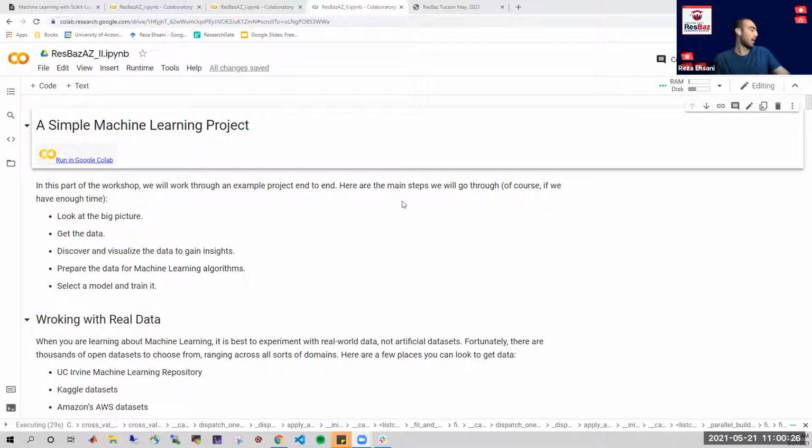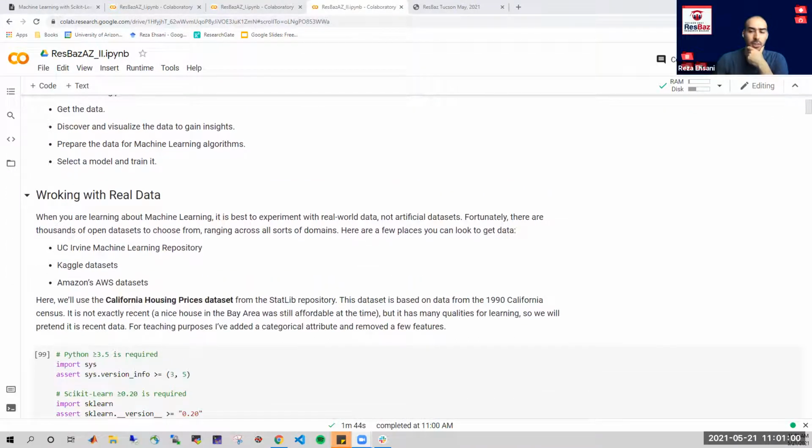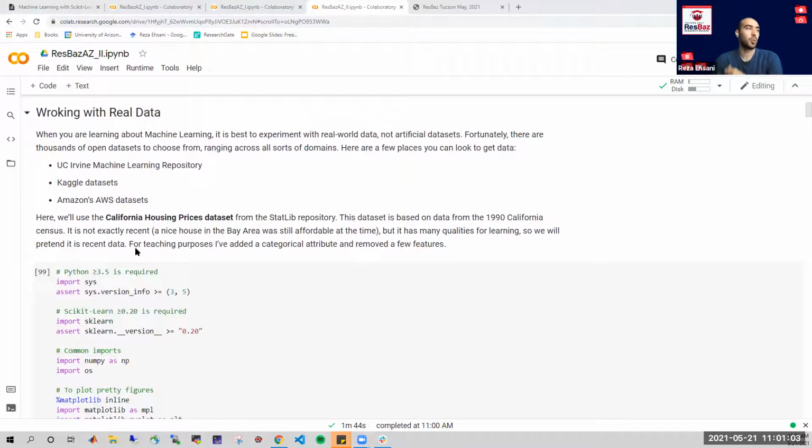So we will continue. In this part of the workshop, we will look at the example project end-to-end, and the main steps that we will walk through are looking at the big picture, that is mainly plotting the data, getting the data, discovering and visualizing the data, and gaining insight about it. And then we will prepare the data for the machine learning algorithms. And at the end, we will select a couple of models and train those models using the data that we provide. So it is always a good idea to work with real data when you are applying machine learning algorithms.